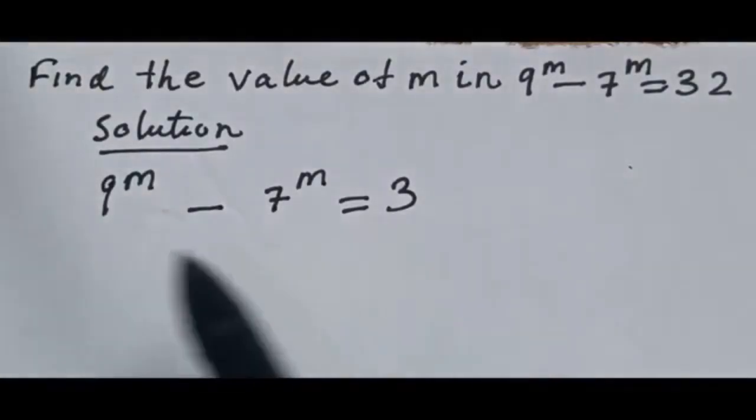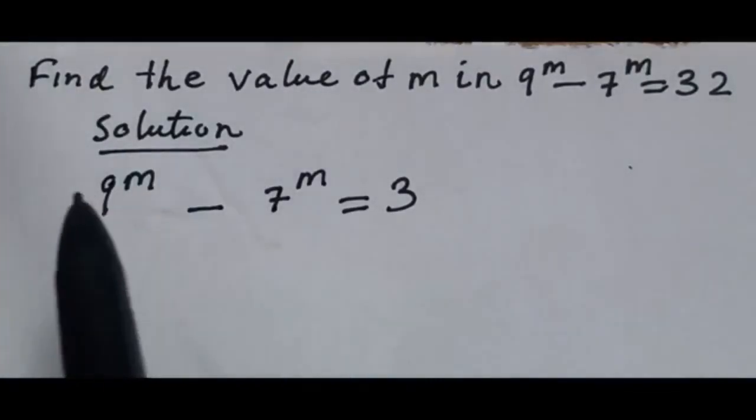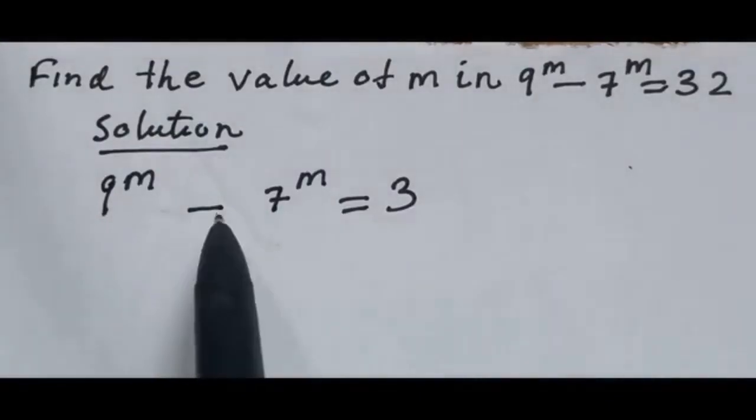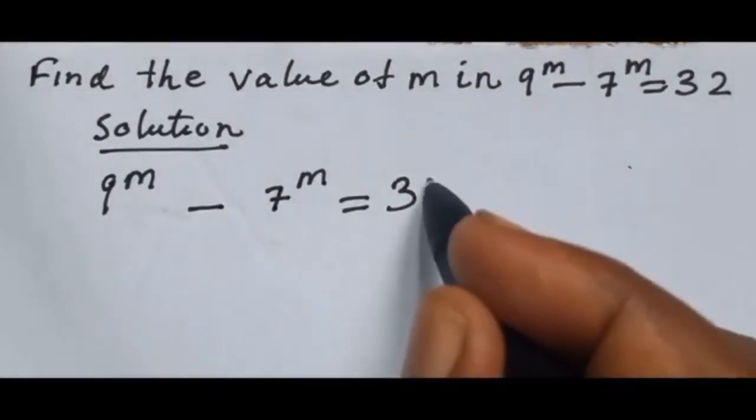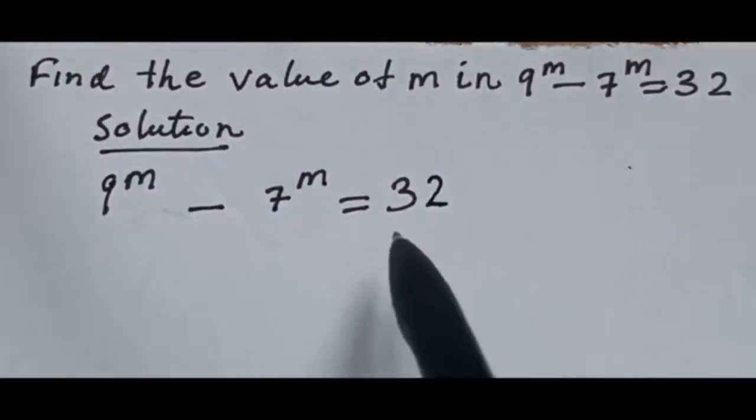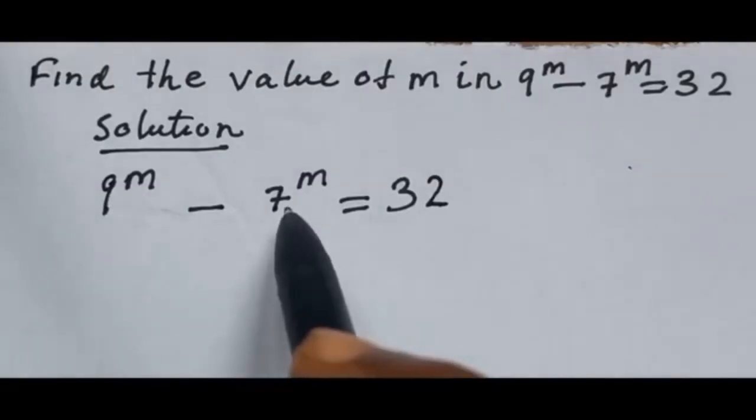With me is an exponential equation, which is 9 raised to power m minus 7 raised to power m equals 32. So now we are told to find the value of m.